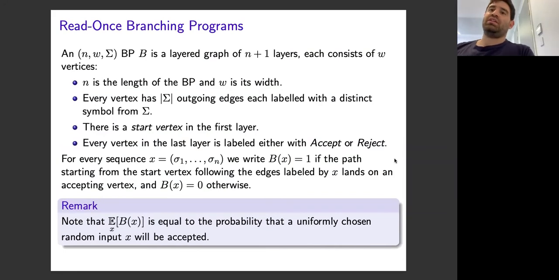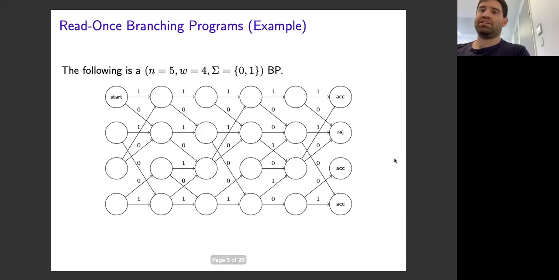So the approach in analyzing log space computation is reducing to a slightly more convenient computational model called read-once branching programs, and I'll abbreviate and just say BP instead throughout the talk. So an (n, W, Σ) BP is simply a layered graph of n+1 layers. Each consists of W vertices. So this looks like this. You can see here 6 layers, so n equals 5, and n is also called the length of the BP. W equals 4. W is called the width of the BP.